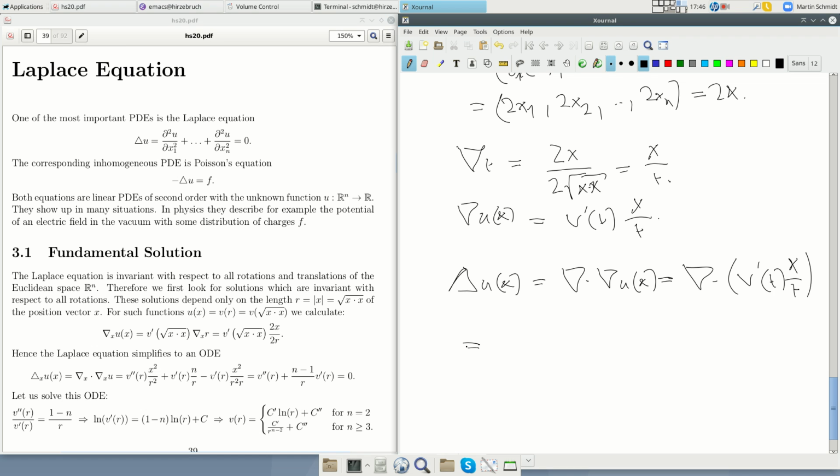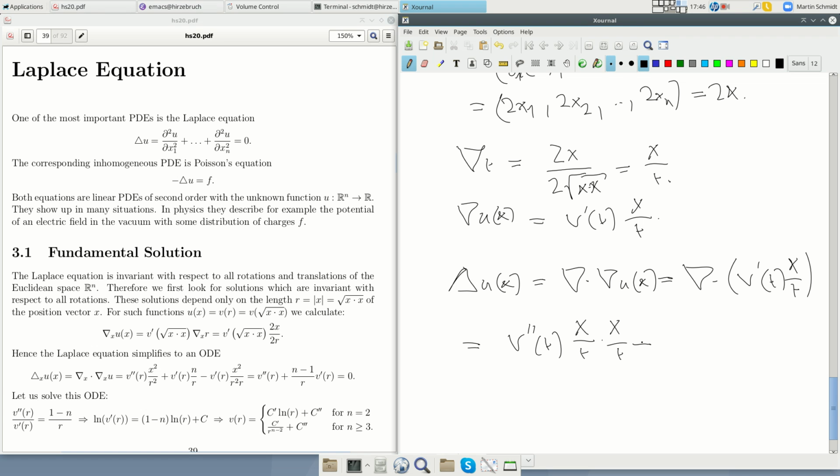Okay, then here, first we calculate. We have to take the derivative here and then here. So if we take the derivative here, then we get v double prime of r times x over r, and then again x over r. We just apply the same formula and take the scalar product with x over r. So we have this expression.